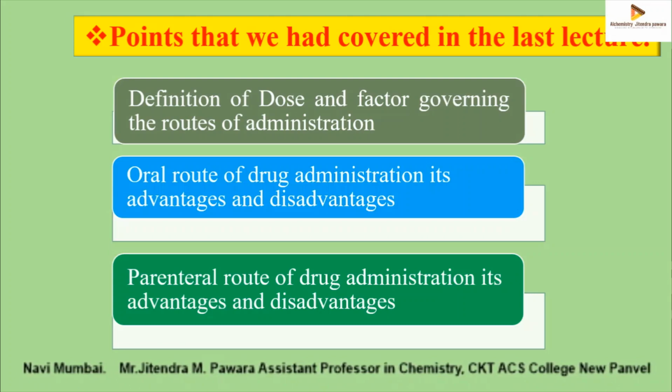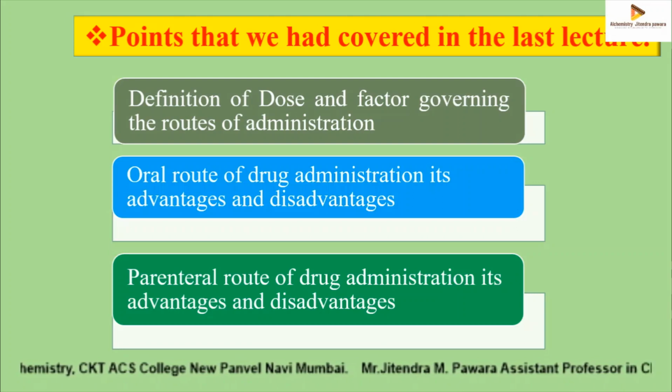Then again, in the last lecture we learned the factors governing the route of administration of a drug. The first factor is the physical and chemical properties of a drug, like solid, liquid, gas, solubility, stability, pH, and irritancy. These factors govern the choice of a route. The next factor is the site of desired action, whether localized and approachable or generalized and unapproachable. Then the rate and extent of absorption of a drug from various routes.